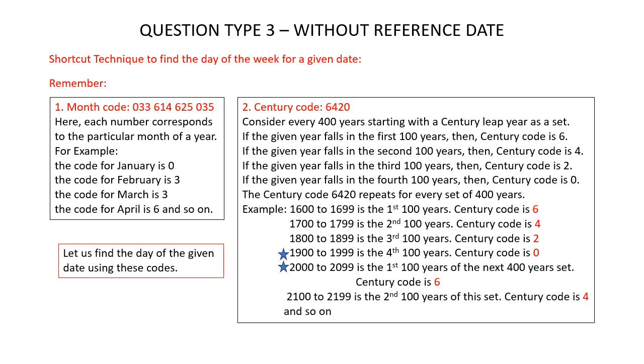Now let's look at the century code. The century code is 6420. Now starting with the century leap year, consider every 400 years as a set.